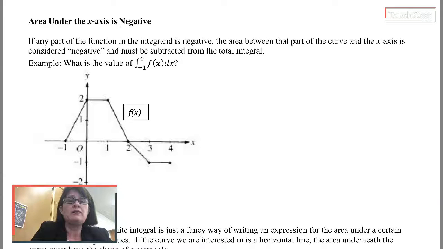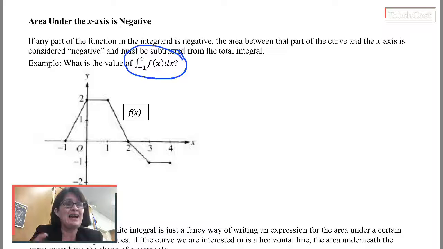If any part of your area is underneath the x-axis, the input axis, you have to consider that area negative and subtract it away from the total. So if I was going to evaluate this definite integral, it says find the area under or between f of x and the x-axis between x value -1 and the x value +4.